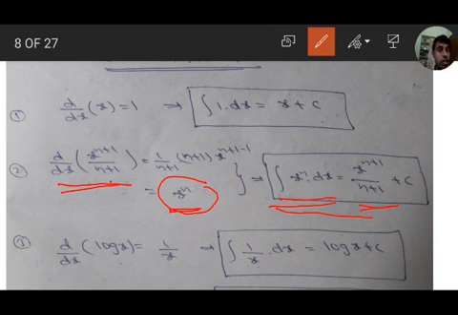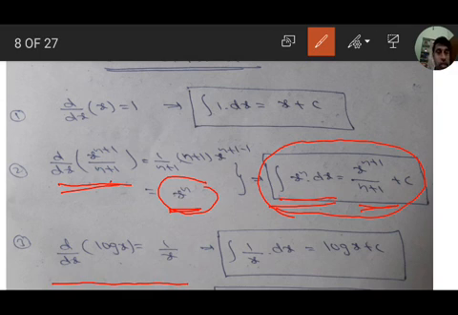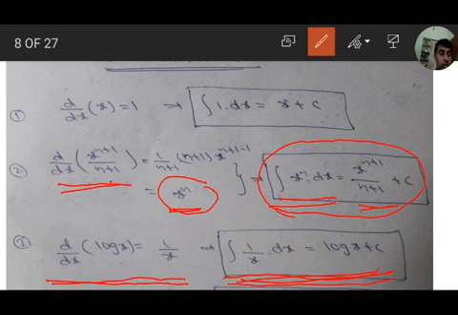Integration of x to the power of n dx equal to x to the power of n plus 1 by n plus 1 plus c. And derivative of log x equal to 1 by x, that implies integration of 1 by x dx equal to log x plus c.